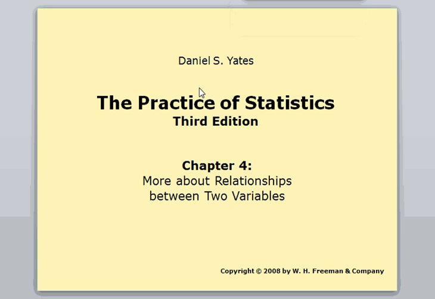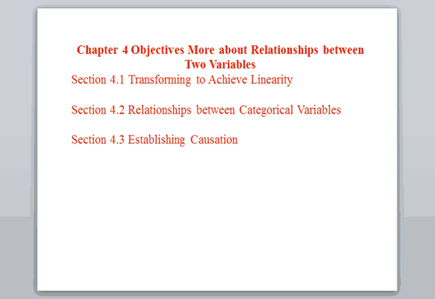We're working on chapter 4 here, more about relationships between two variables. Basically, we're going to continue on some of the things we worked with in chapter 3. We've got 3 sections in chapter 4. One deals with transforming to achieve linearity. Section 4.2 is about categorical variables and how they relate to each other. And section 4.3 is just how do you establish causation?